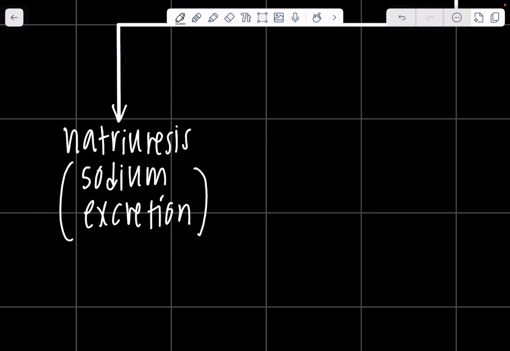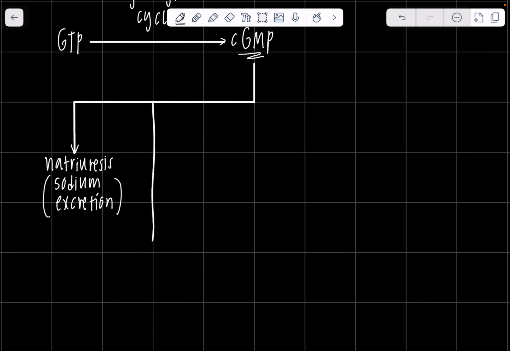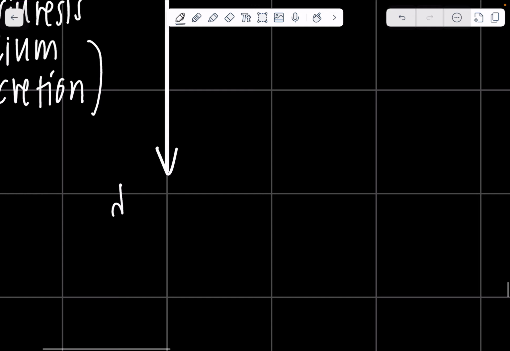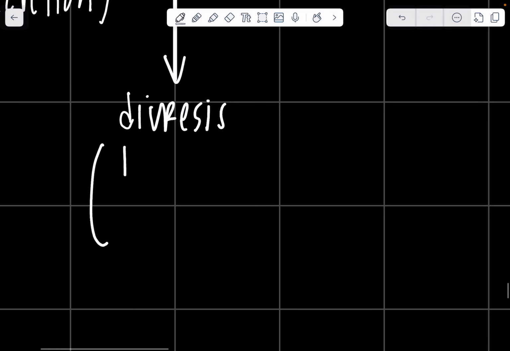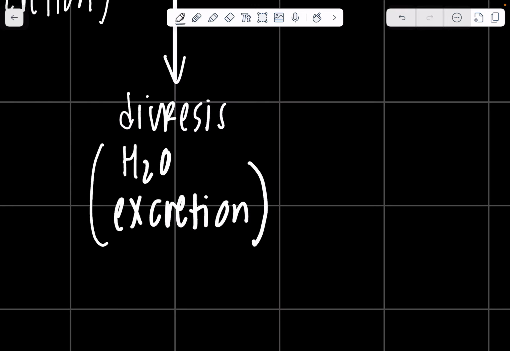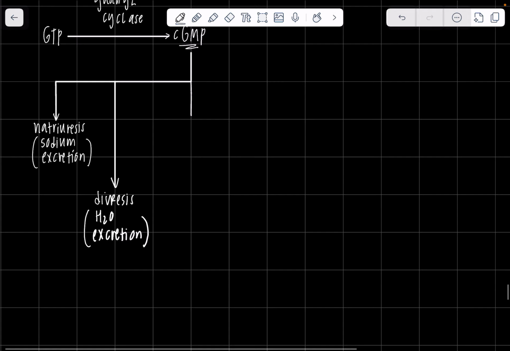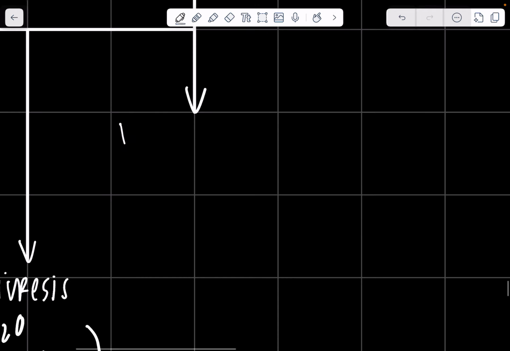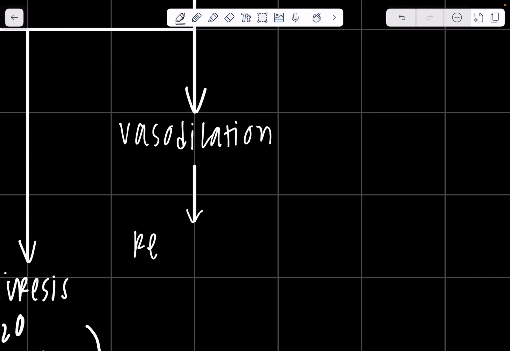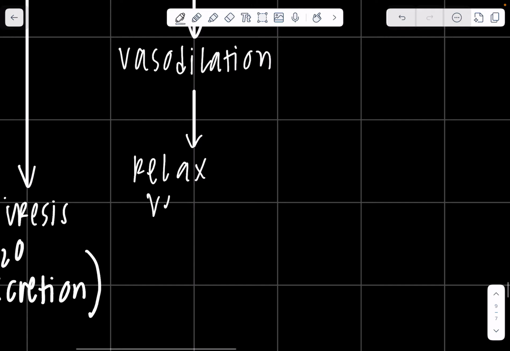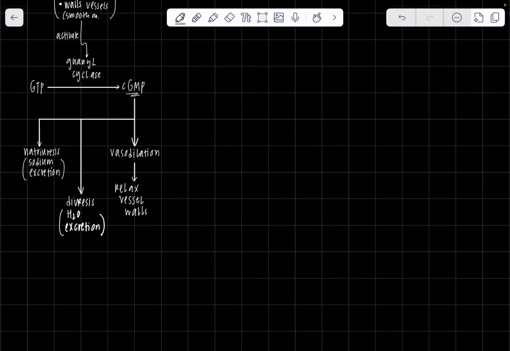Okay. Another mechanism it's involved in is going to be diuresis, and this is just water excretion in the urine. And then finally, it's involved in vasodilation, which, as we know, is going to be a relaxation of the blood vessel walls. So let's take a step back and put this into context.